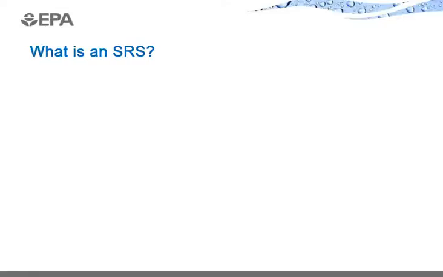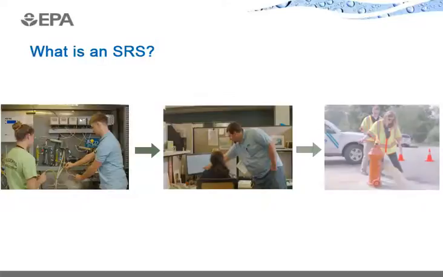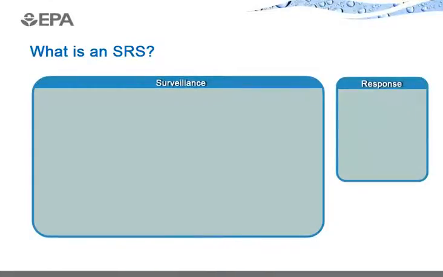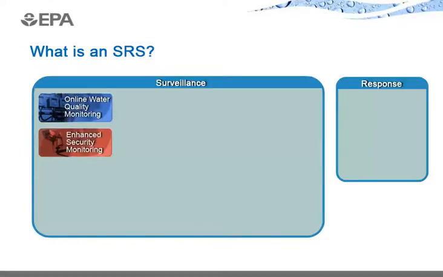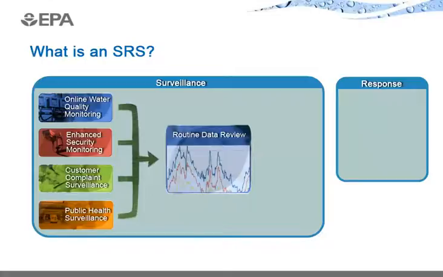An SRS provides a systematic framework for enhancing distribution system monitoring activities to detect emerging water quality issues and respond before they become problems. It consists of 6 components grouped into 2 operational phases: surveillance and response. The surveillance components include online water quality monitoring, enhanced security monitoring, customer complaint surveillance, and public health surveillance, and are designed to provide timely detection of water quality incidents in distribution systems.